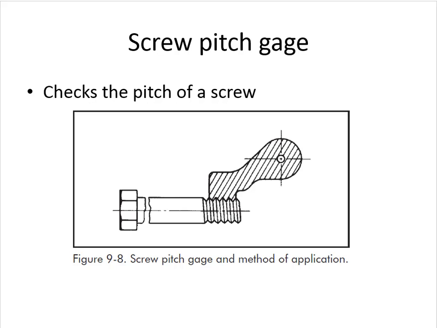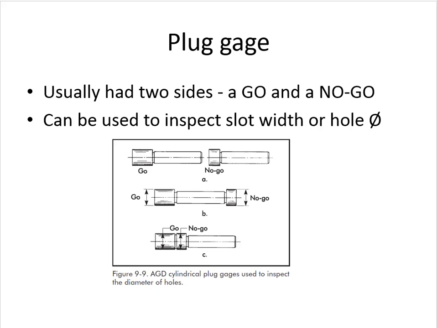Then there's a screw pitch gauge. It gives you a visual indication of the pitch of a screw. Does the screw meet its pitch specification? Now here's a plug gauge. Typically a plug gauge has a go side and a no-go side, and it's used to inspect a slot width or a hole diameter. There's going to be a separate movie about a plug gauge and what go and no-go means if you haven't seen that before.